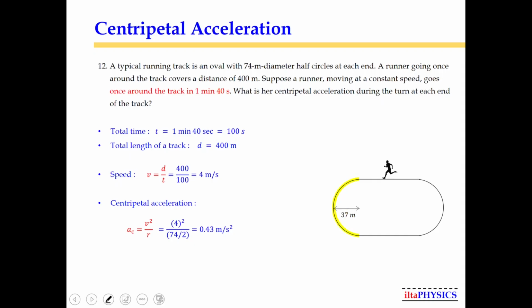First, let's find the runner's average speed. Since they ran 400 meters in 100 seconds, the average speed is 4 meters per second. Now, the centripetal acceleration when running the curve. The yellow part in the diagram is the velocity squared divided by the radius, according to the formula. By plugging in the given conditions, the centripetal acceleration is 0.43 meters per second squared.